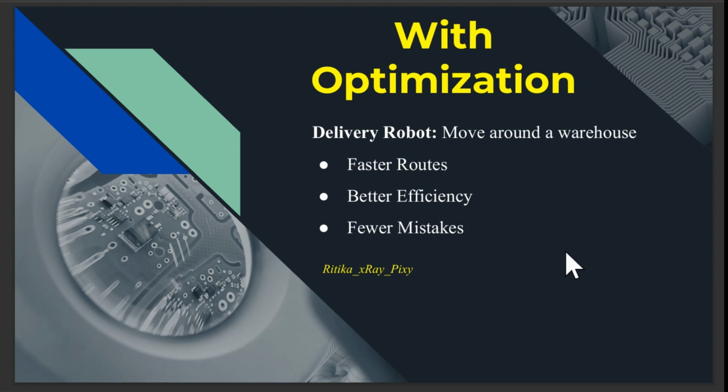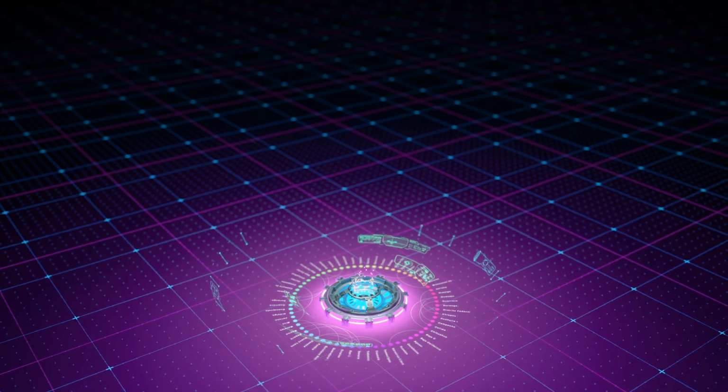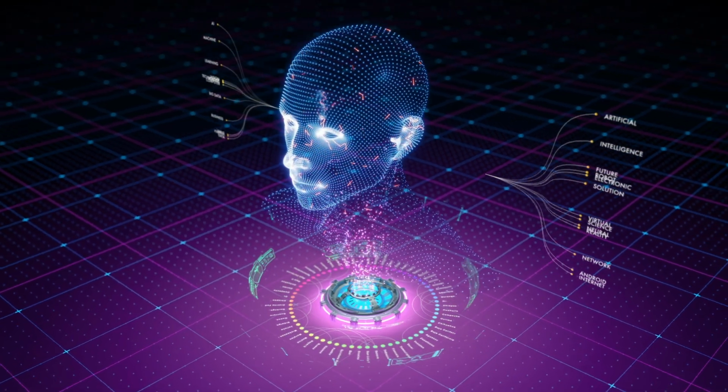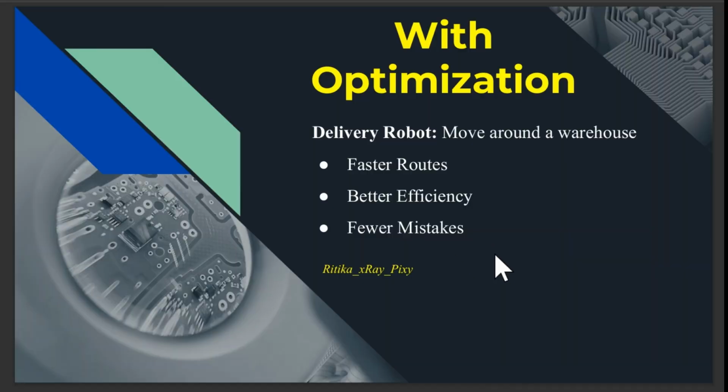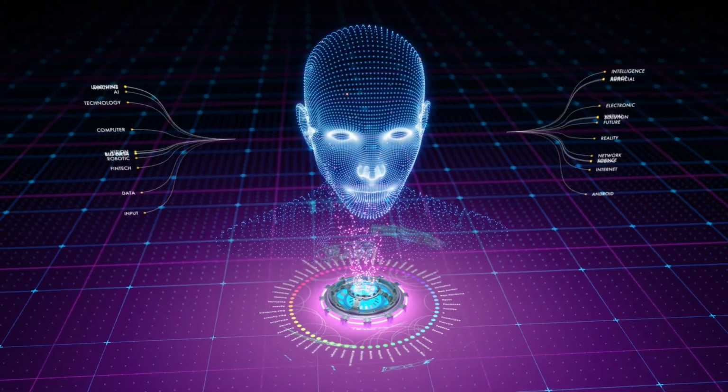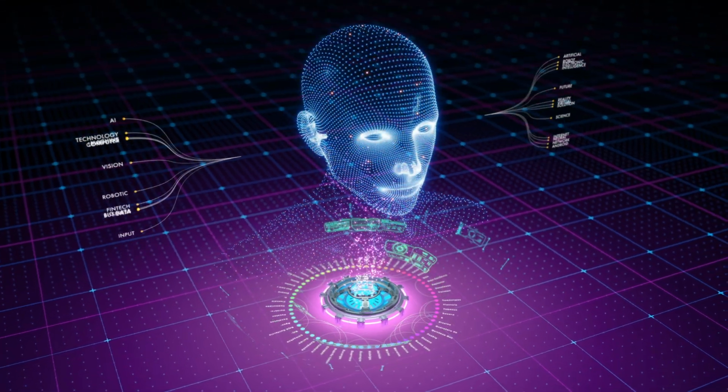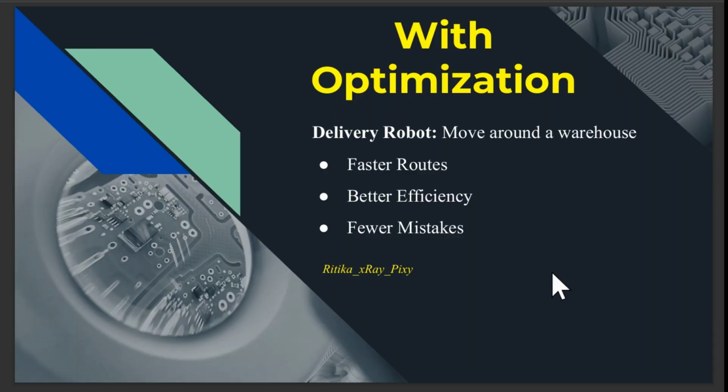Second, we have robot performance with optimization. First, we have faster routes. By optimizing the robot's path, the robot can find the shortest and the quickest way to move around the warehouse, which results in time saving. Second, after optimization, we have better efficiency. Now the robot can be taught to pick up multiple items in one trip, which reduces the number of trips needed. Third, fewer mistakes. Because optimized decision making helps the robot avoid obstacles better and place items more accurately.